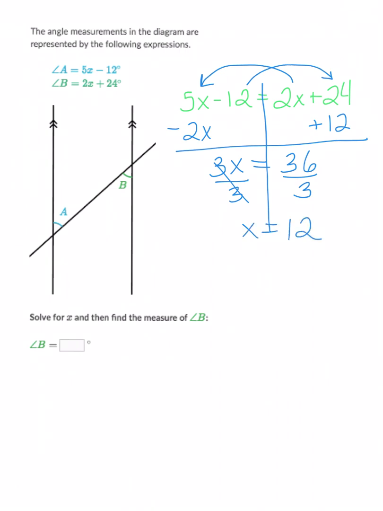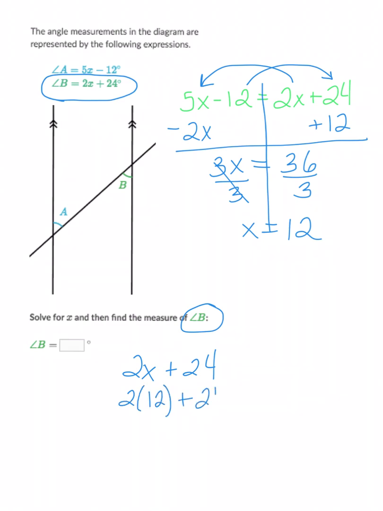Now, they want me to find the measurement of angle B. So they don't just want that x is 12. So now I'm going to go back in, and I'm going to look at the measurement of angle B up here. B was 2x plus 24. Well, now I'm going to replace x with 12. So 2 times 12 plus 24. Well, 2 times 12 is 24, plus 24 is 48. Therefore, the measurement of angle B is 48 degrees.